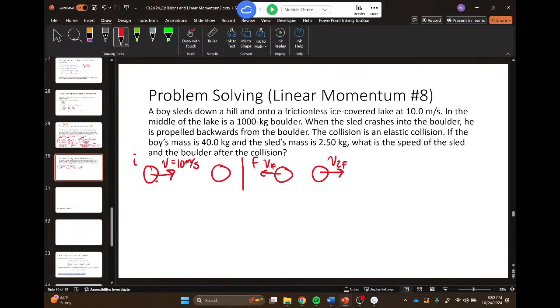The boy, that is a great question. No, the boy is permanently attached to the sled. Yeah, otherwise this problem's even impossible. He is wearing that. He's so ready to run into that boulder. It's happened to him before.